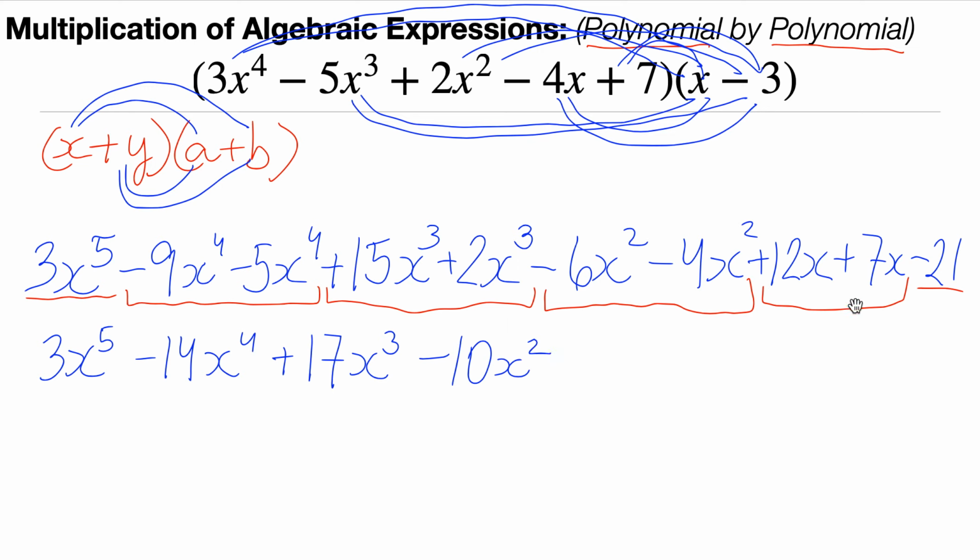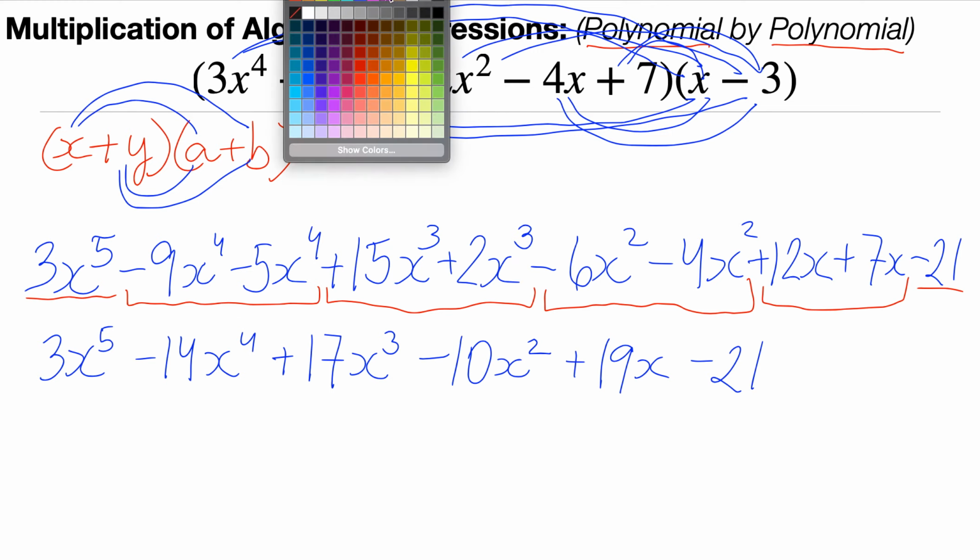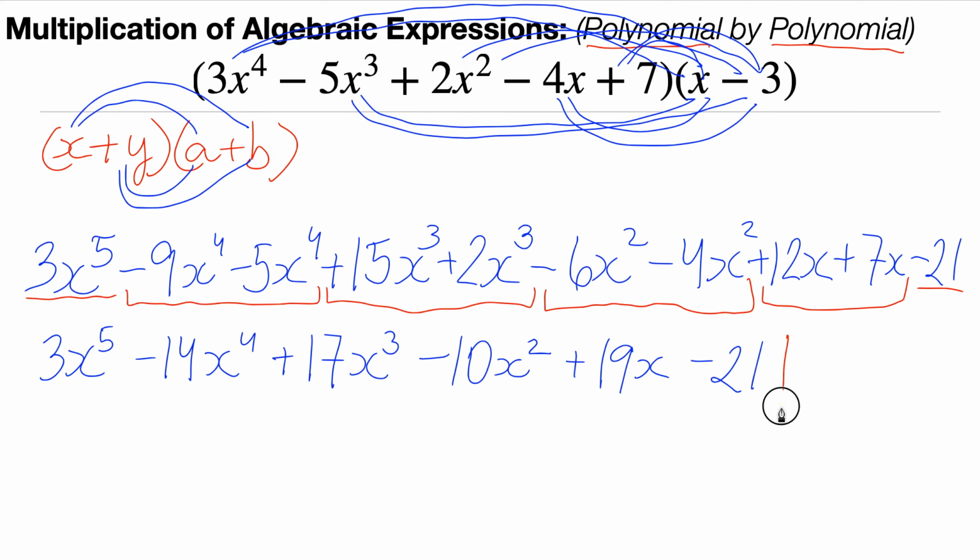Also here, 12 plus 7, they have the same signs, so just add them. 12 plus 7 is 19. Copy their signs and copy their variable. And we don't have any like terms for this, so simply copy it. And this will be our answer for this polynomial by polynomial.